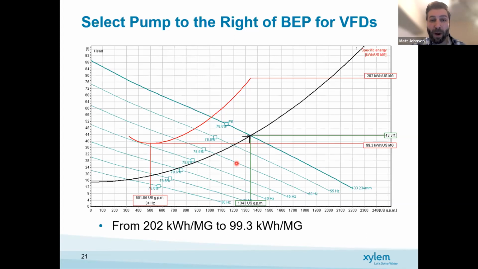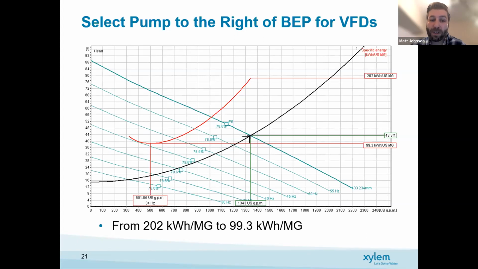And the last thing I'll talk about quickly here is selecting your pump in the application. When we were looking at that slide before, each one of those three system curves operated to the left of the best efficiency point. So automatically, every time you're slowing it down, the pump is getting less efficient. If you are using a VFD, it's important to find a pump where your operating point is to the right of the pump best efficiency point.